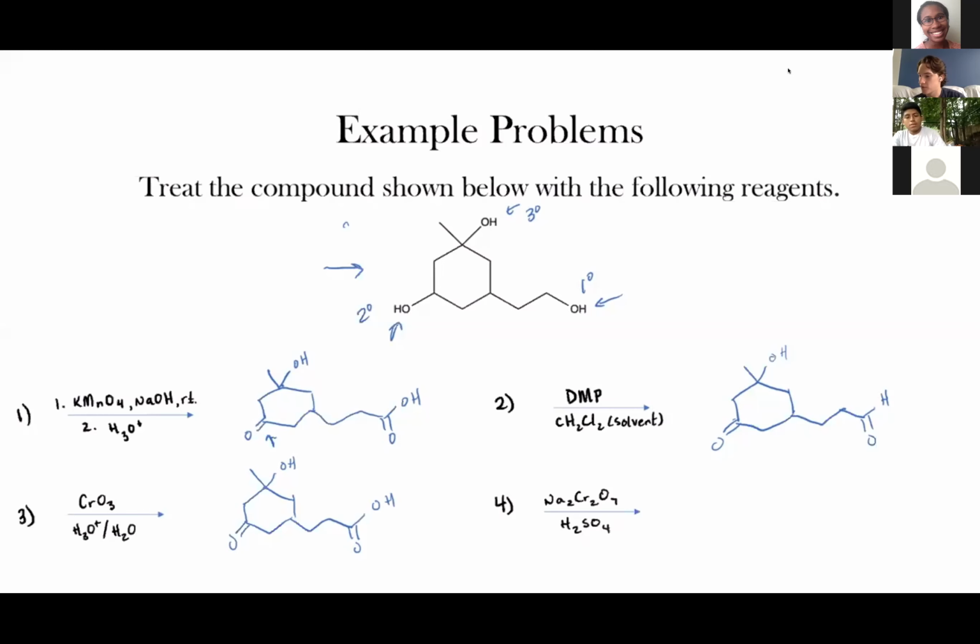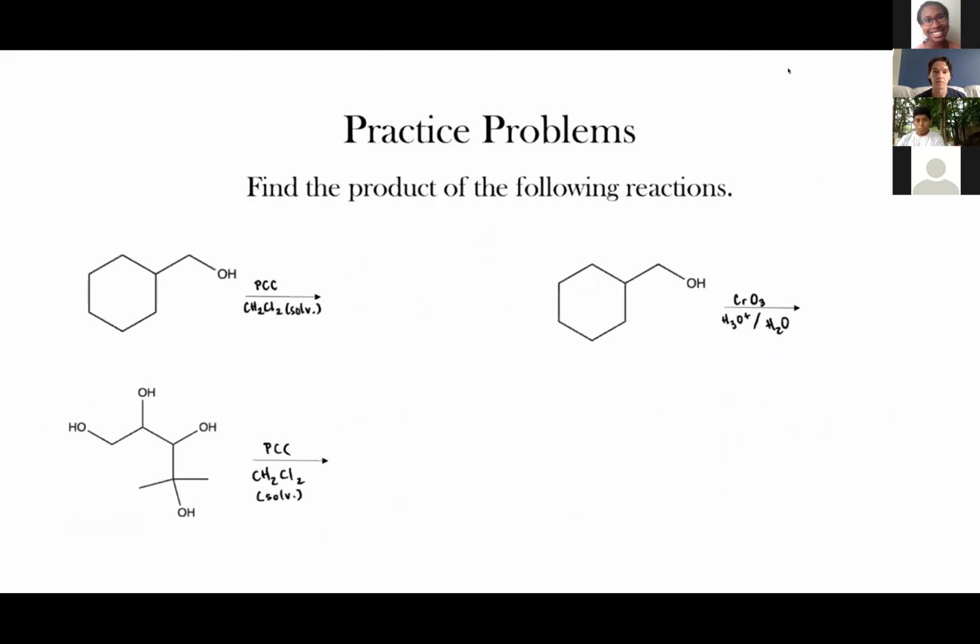Exactly. Good. And finally, is Na2Cr2O7 a strong or weak oxidant? Strong, so that would turn into a carboxylic acid. Good. Let's look at just a couple more practice problems. For this one, you're going to predict the products. I'll give you a few more minutes to work through these, and then we will talk about them.